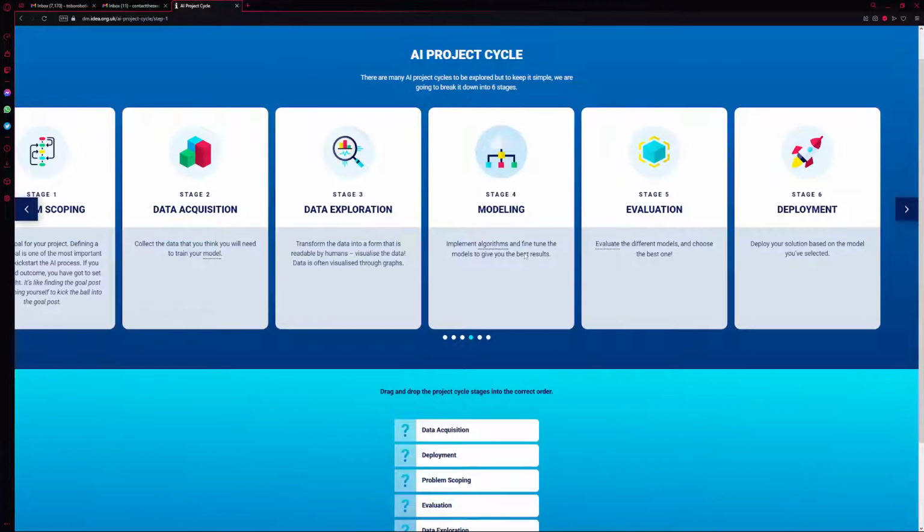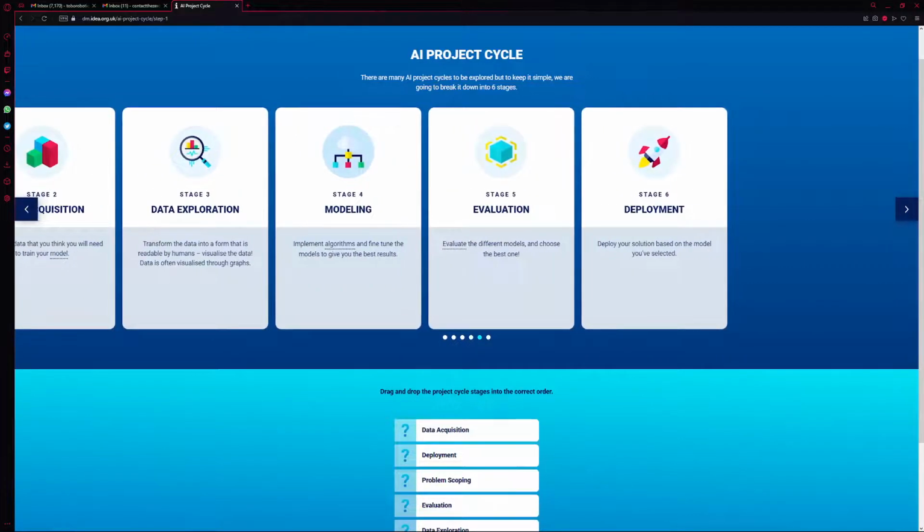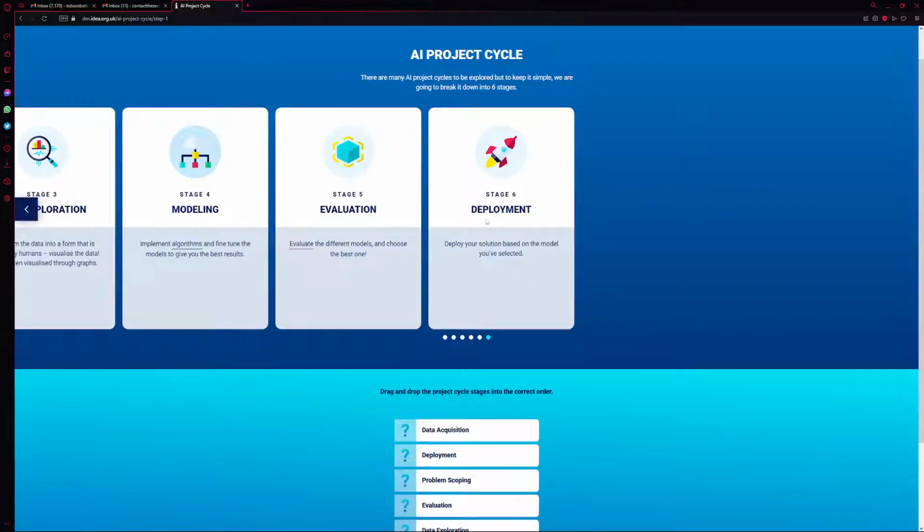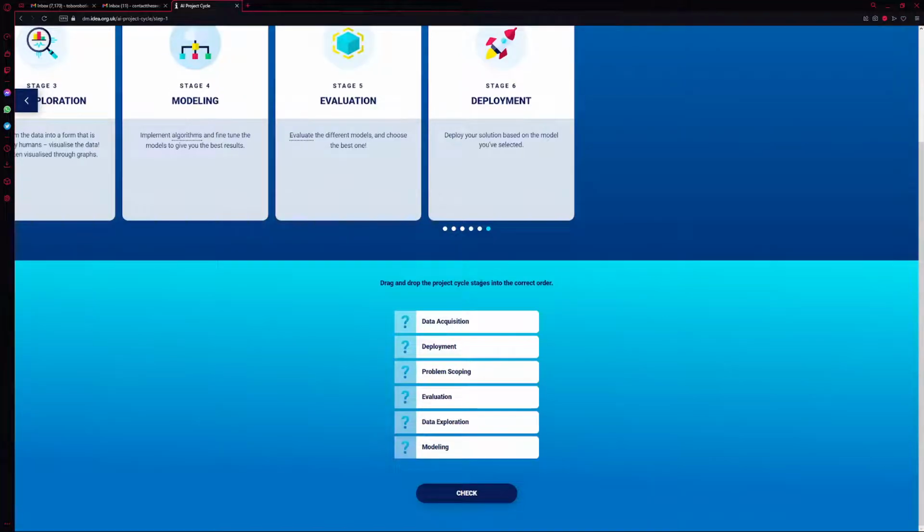Stage 4, modeling. Implement algorithms and fine-tune the models to give you the best results. Stage 5, evaluation. Evaluate the different models and choose the best one. Evaluate to assess or make a judgment about the results of an experiment. Stage 6, deployment. Deploy your solution based on the model you've selected.